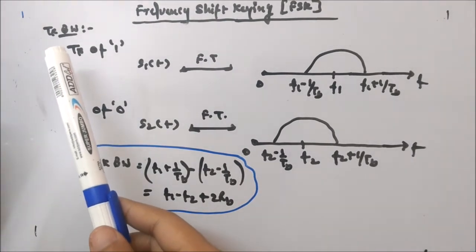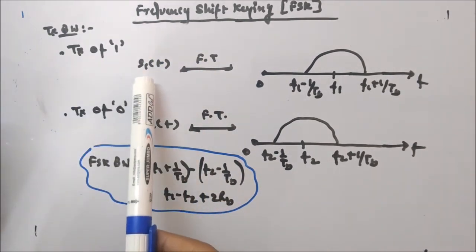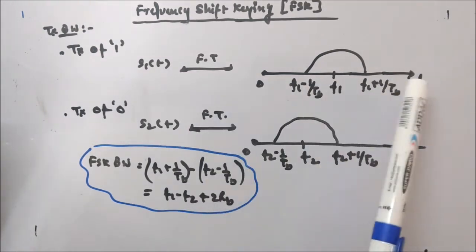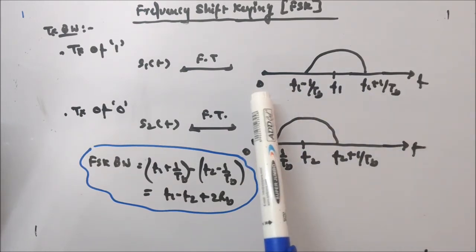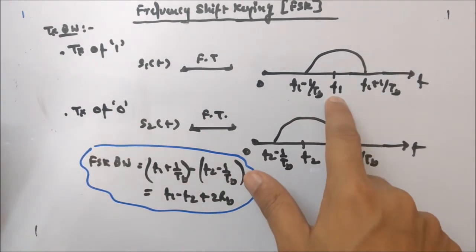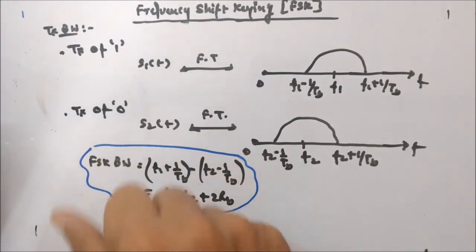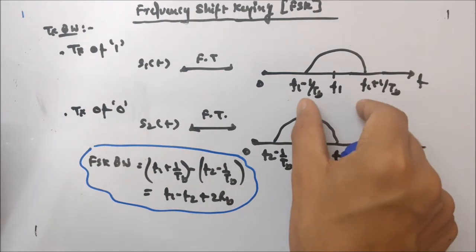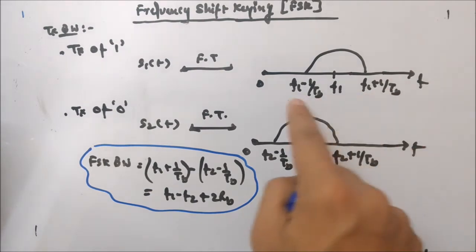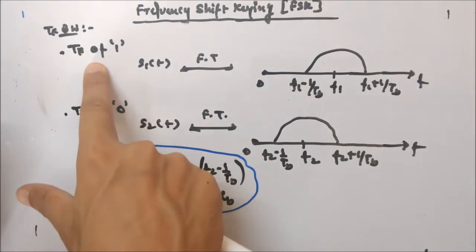So let's look at the transmission bandwidth of frequency shift keying. When you are transmitting 1, you are transmitting S1(t), meaning Ac cos 2πf1t. So the Fourier transform you can imagine like this. This is the frequency axis, the positive frequency axis. You will see this is centered around f1, which is the same frequency as the cosine signal of S1(t), and the bandwidth will be from f1 minus 1/Tb to f1 plus 1/Tb. So this will be the bandwidth when you send bit 1.